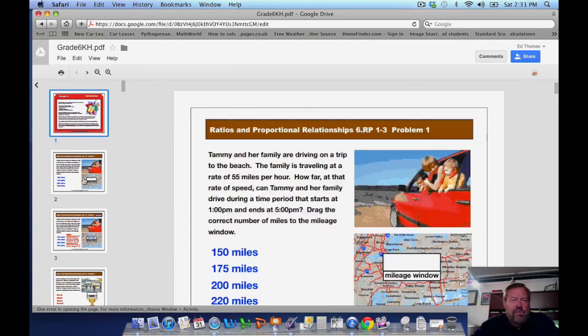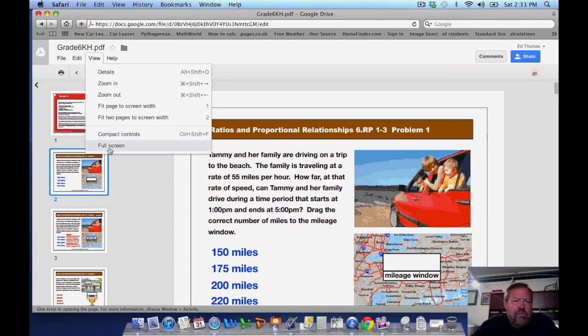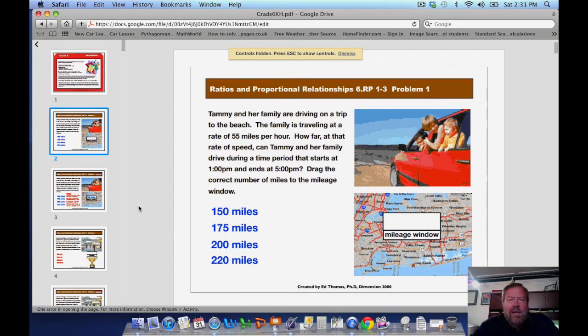So the teacher would just click. I'm going to look at this under view, and go to full screen view, so it just bumps it up a little more. And so here we have a problem. Notice we have a picture of a map and kids traveling. Tammy and her family are driving on a trip to the beach. The family is traveling at a rate of 56 miles per hour. How far at that rate of speed can Tammy and her family drive during the time period that starts at 1 o'clock p.m. and ends at 5 o'clock p.m.? Drag the correct number of miles to the mileage window, and here's the mileage window.